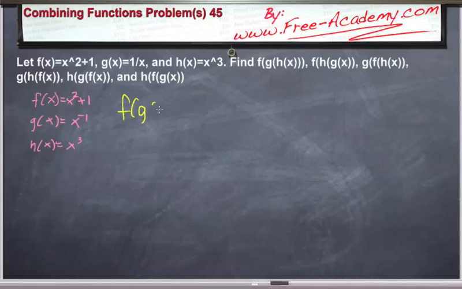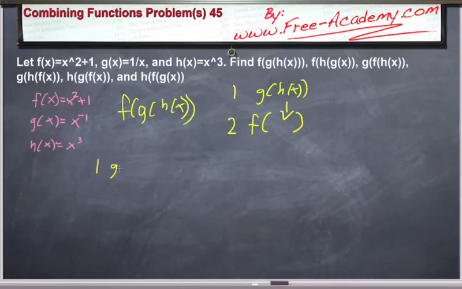When we find f of g of h of x, what we'll do is find g of h of x, which is exactly the same as finding f of g of x and vice versa. And then we'll plug that into f of x, and then we get our answer. So it's a very straightforward thing. It's just one more step than what we're used to doing. So let's dive right in. Let's do f of g of h of x.